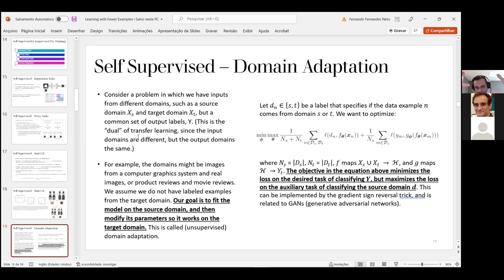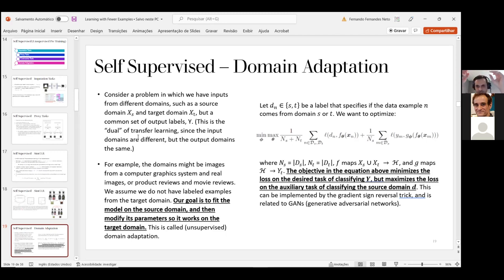So for example, the domains might be images from a computer graphics system and real images, or product reviews and movie reviews. So we assume we do not have labeled examples from the target domain. And our goal is to fit the model on the source domain and then modify its parameters so it works on the target domain. And this is what he calls unsupervised domain adaptation. So basically, let DN pertaining to S and T be a label that specifies if the data example N comes from domain S or T, source or target.